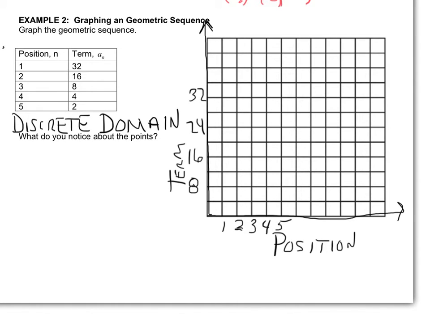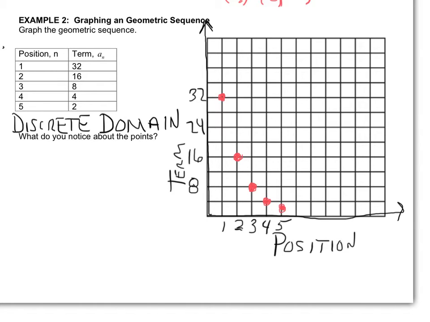So here I put in some scale. I put in the scales of 4s on my y-axis, and I put in just regular 1s on my x-axis. And then if I just start going and putting in the different points, I've got 132 up top. I've got 216 at the second position. 3, 8 is my next position. I have 4, 4. And then I have 5, 2.